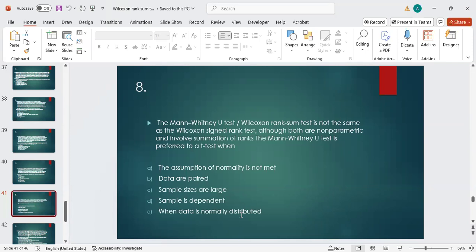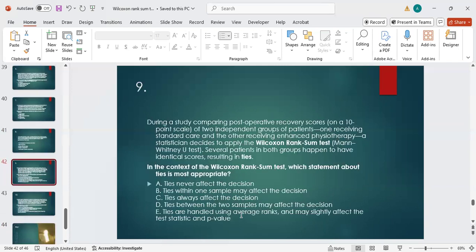Option B, data are paired. Option C, sample size is large. Option D, sample size is dependent. Option E, when data is normally distributed. Option A is the right answer.